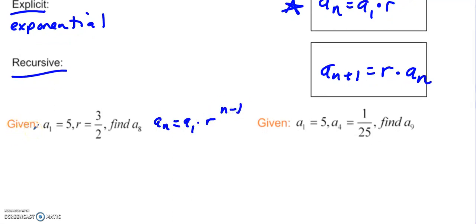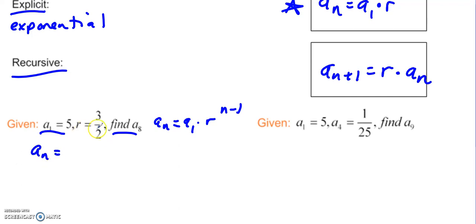So if you were given that the first term of a sequence is 5 and the common ratio is 3/2, we want to find an equation so that we can find the 8th term quickly. And so this is a good one because I'm given the first term and the common ratio. I can go directly to the formula.